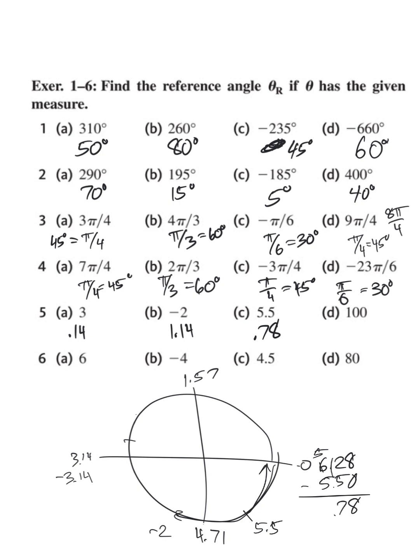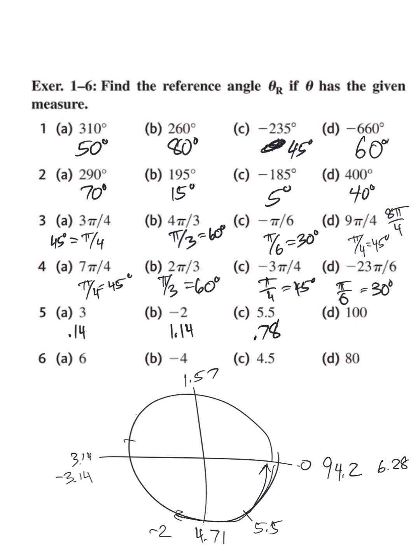100, wow. So the question is, how many times does 6.28 go into 100? So take your calculator and divide 100 by 6.28. That's 15.92 times. So if I take 6.28 times 15, that gets me to 94.2. Let me get rid of this and show you that 94.2 is also the same thing as 6.28 if you go around 15 times.